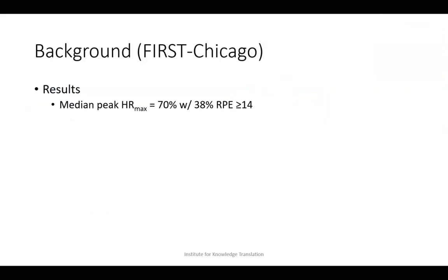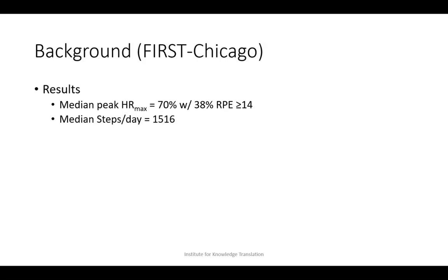In terms of what they found in this study, they found that the individuals were able to get heart rates across the different sessions. So peak session heart rate max was 70% of age predicted max. And of the sessions that had documentation of RPEs, 38% of the time across the sessions, the RPEs were at least a 14, meaning that they were harder. They were between somewhat hard and hard at a minimum.